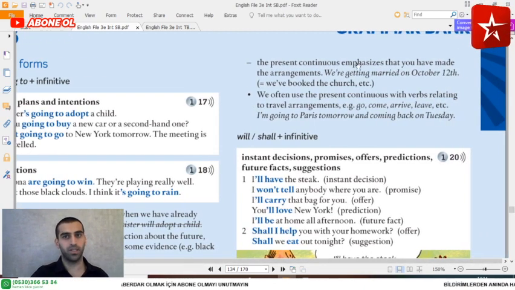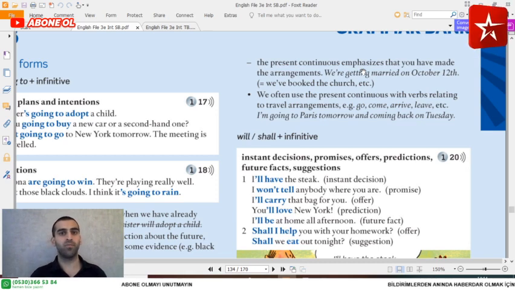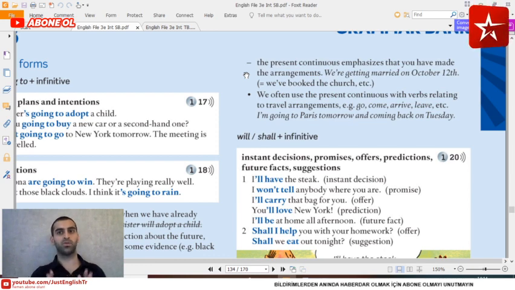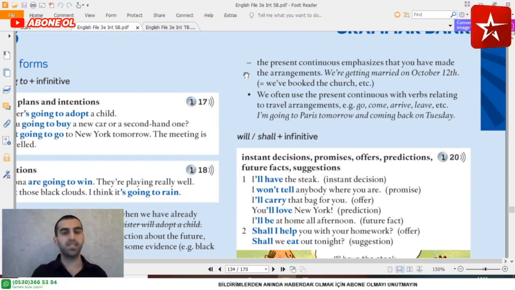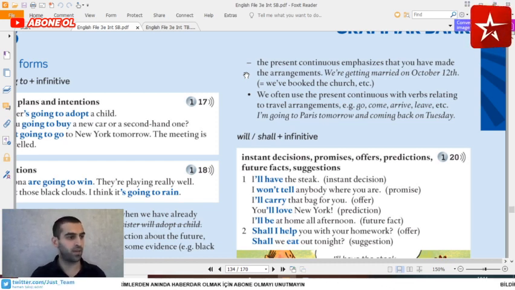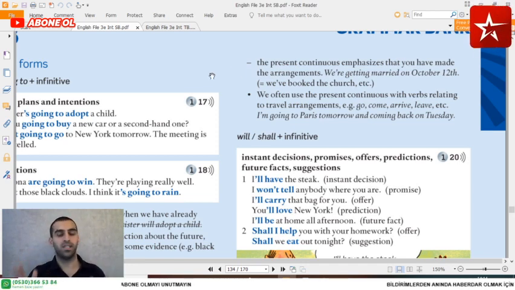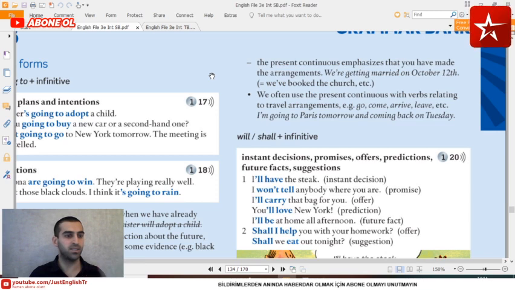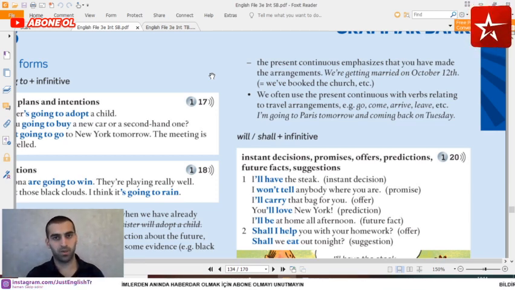the present continuous emphasizes that you have made the arrangements. Like we are getting married on October 12th. It means we have booked the church. Everything is ready. Everything is waiting for us. All right. So a plan is different from an arrangement. It seems the same, but it is not. I will show you the differences between be going to and future arrangements.